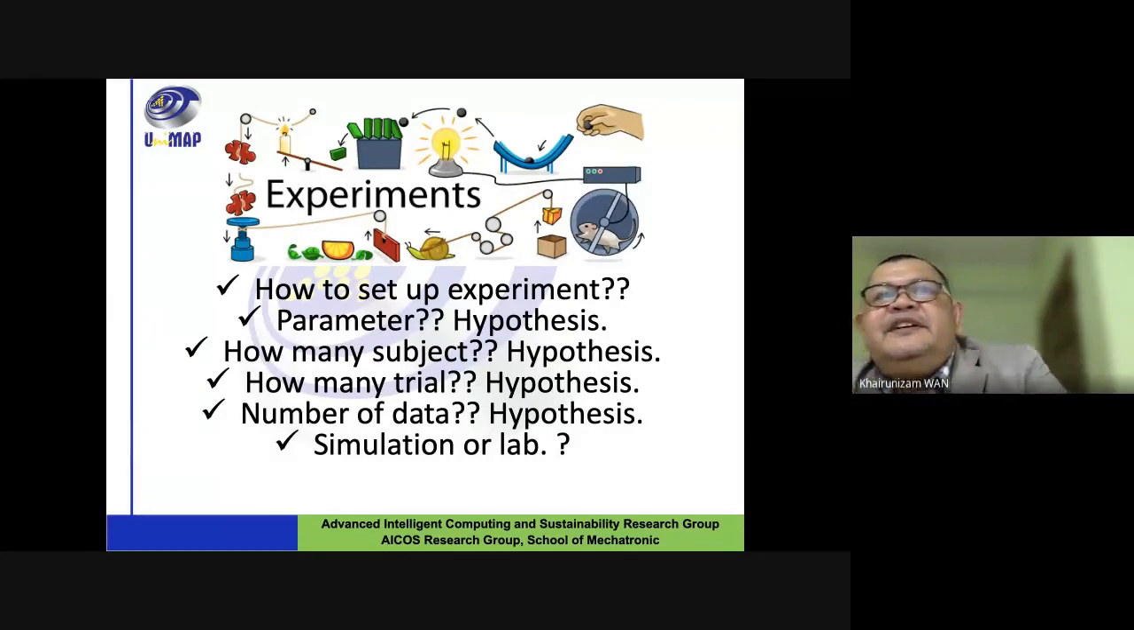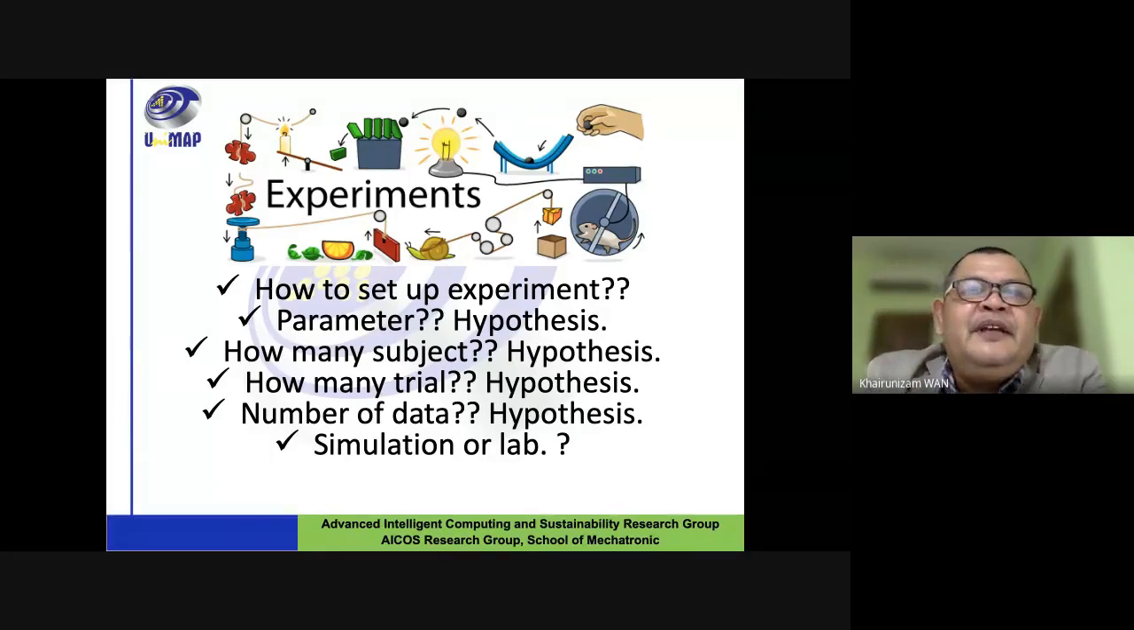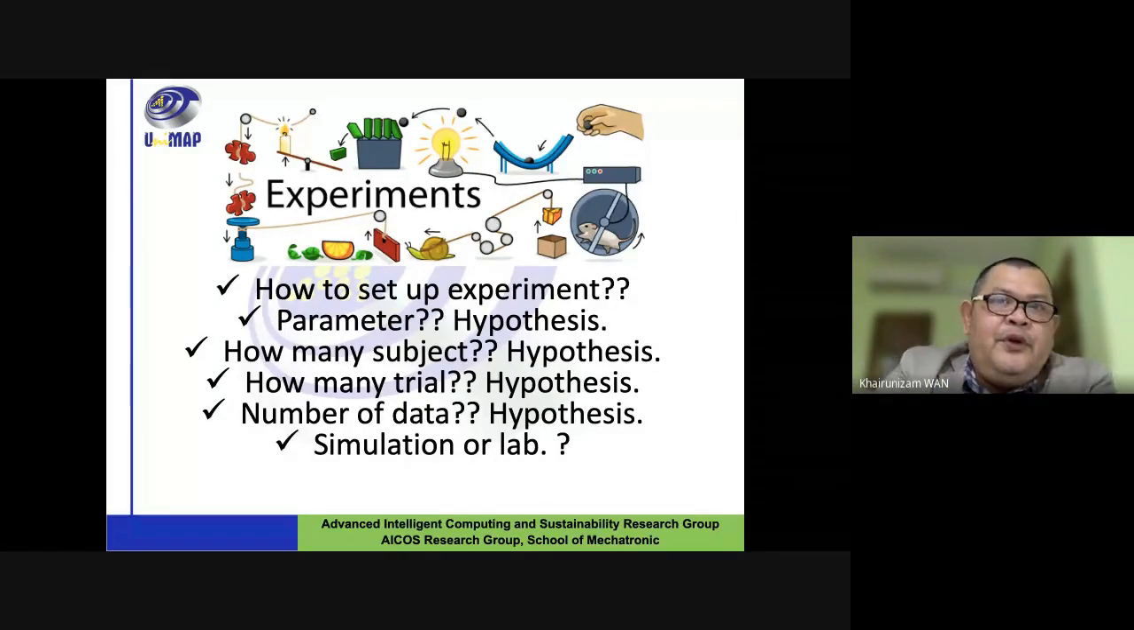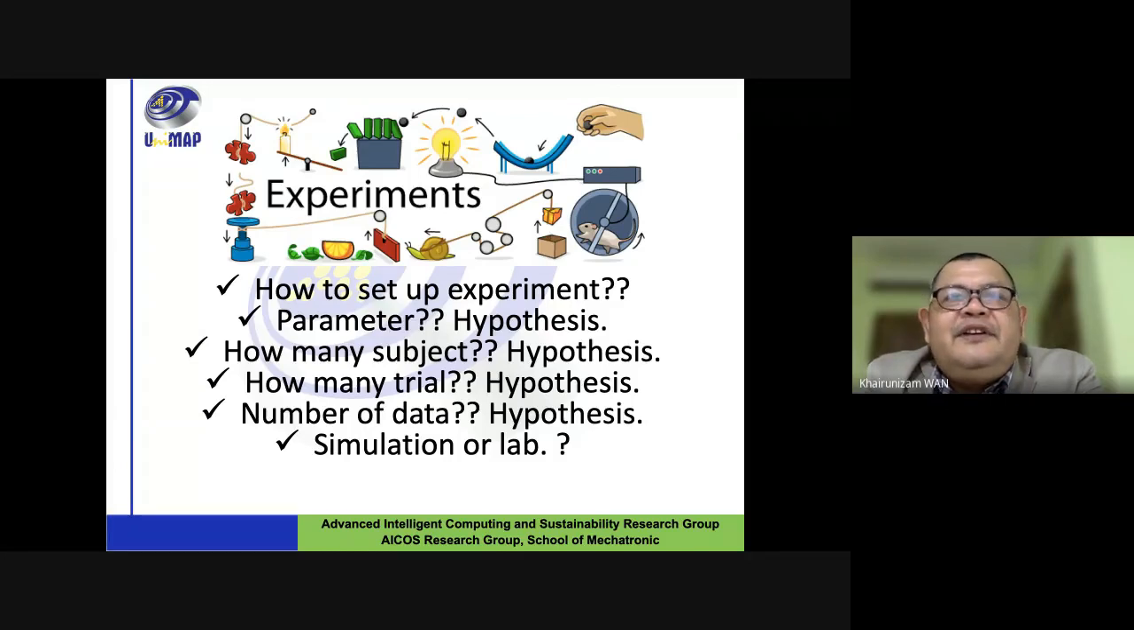The second semester, students start with the experiment. How to conduct the experiment, how to set up the experiment. Of course, you have to refer to the literature review. Okay? Experiment setup needs to be referred to the literature review, needs to be referred to the previous article published by the researcher. Okay?